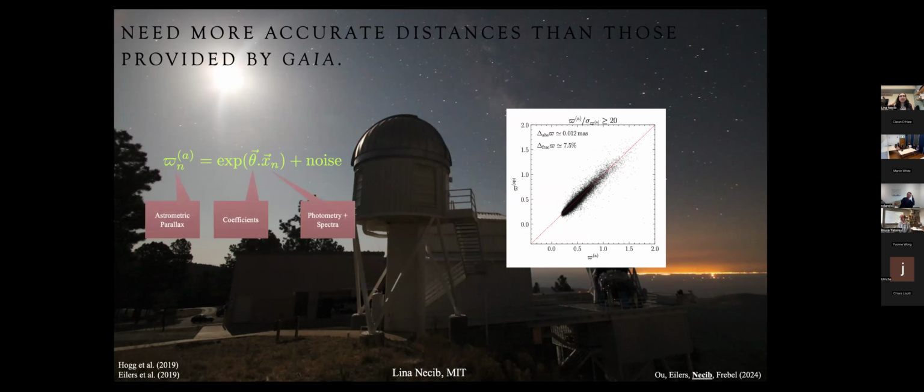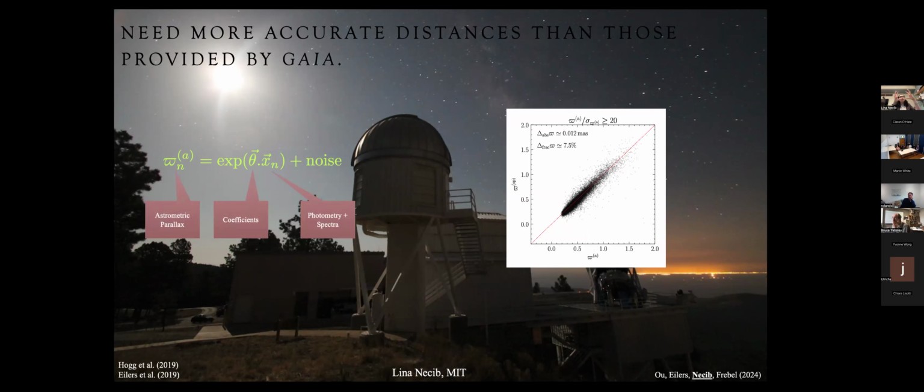spectrophotometric parallaxes. So basically what we do is we take the flux across all of these wavelengths from APOGEE, which provides us with high resolution spectra, along with photometry from WISE and Gaia.